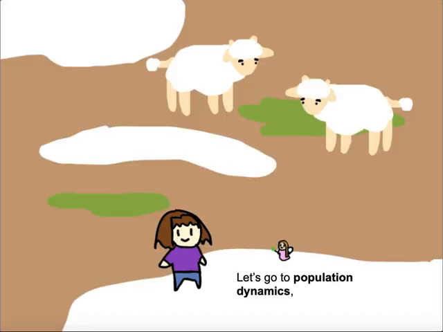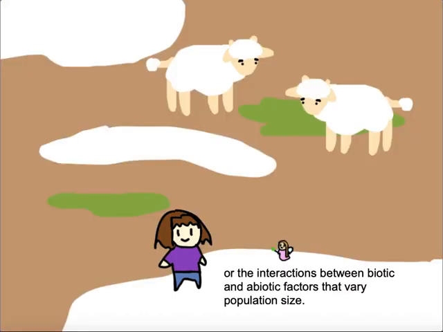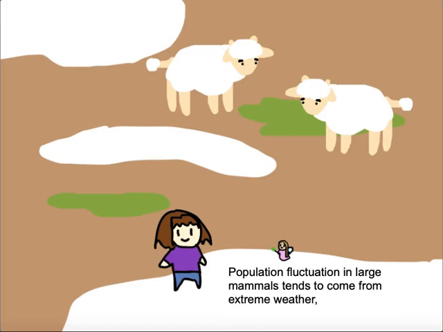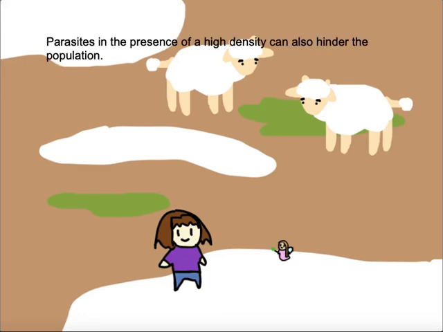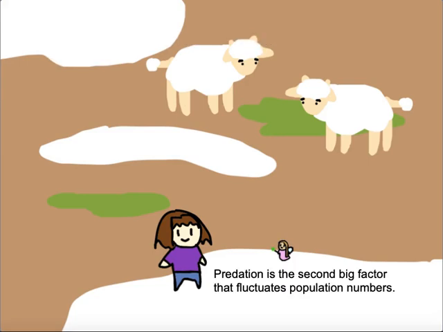Let's go to population dynamics, or the interactions between biotic and abiotic factors that vary population size. Population fluctuation in large mammals tends to come from extreme weather, especially cold and wet winters. Parasites in the presence of a high density can also hinder the population. Predation is the second big factor that fluctuates population numbers.